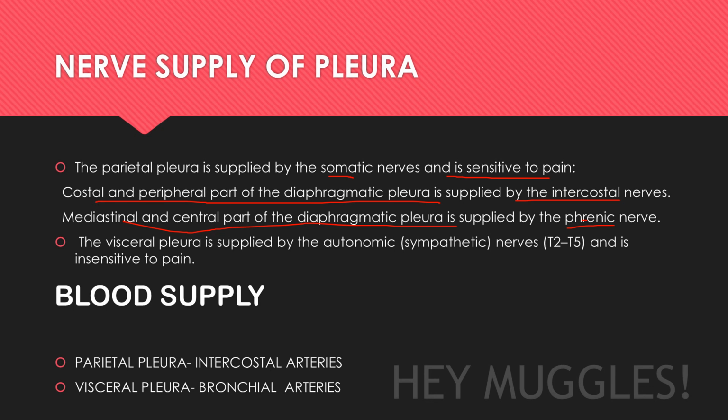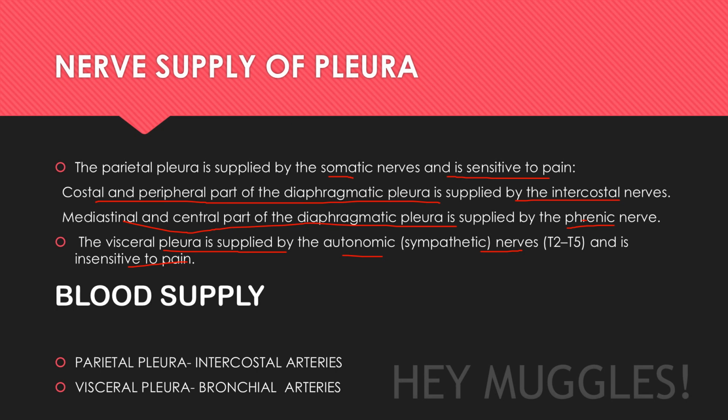Okay, so the visceral pleura is supplied by the autonomic nerves. Autonomic means unconscious, related to your viscera. Autonomic nerves from T2 to T5, and it is insensitive to pain, right? So your intercostal nerve is a branch of anterior rami of thoracic spinal nerves from T1 to T11, and your phrenic nerve arises from your C3, C4, C5, right?